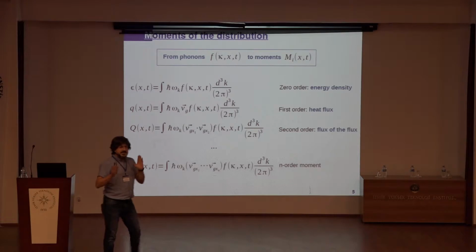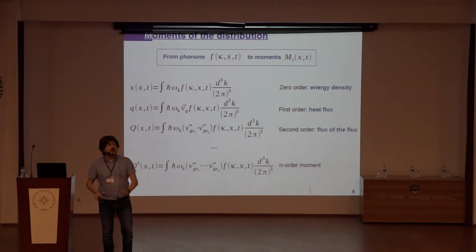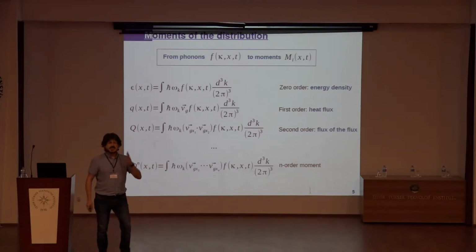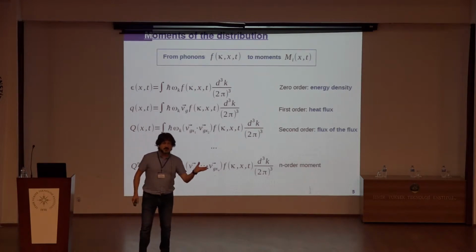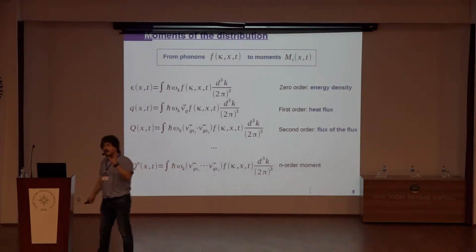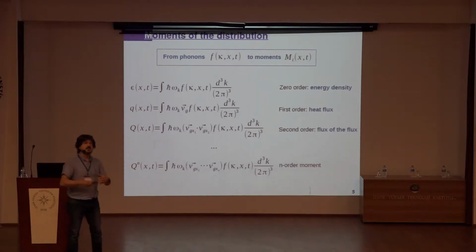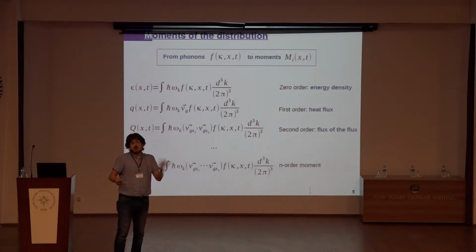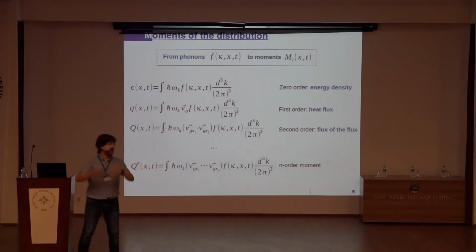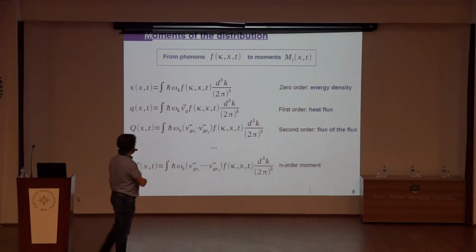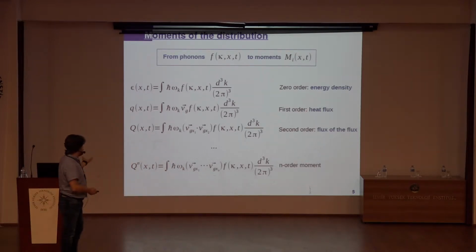But instead of working on this, we are going to work on the moments of this distribution. As everybody knows, it's the same working with one function as working with the moments of that function. You can reconstruct one from the other if the function is smooth enough. And we know that in physics we don't have a strange situation, so this could be done in this situation.